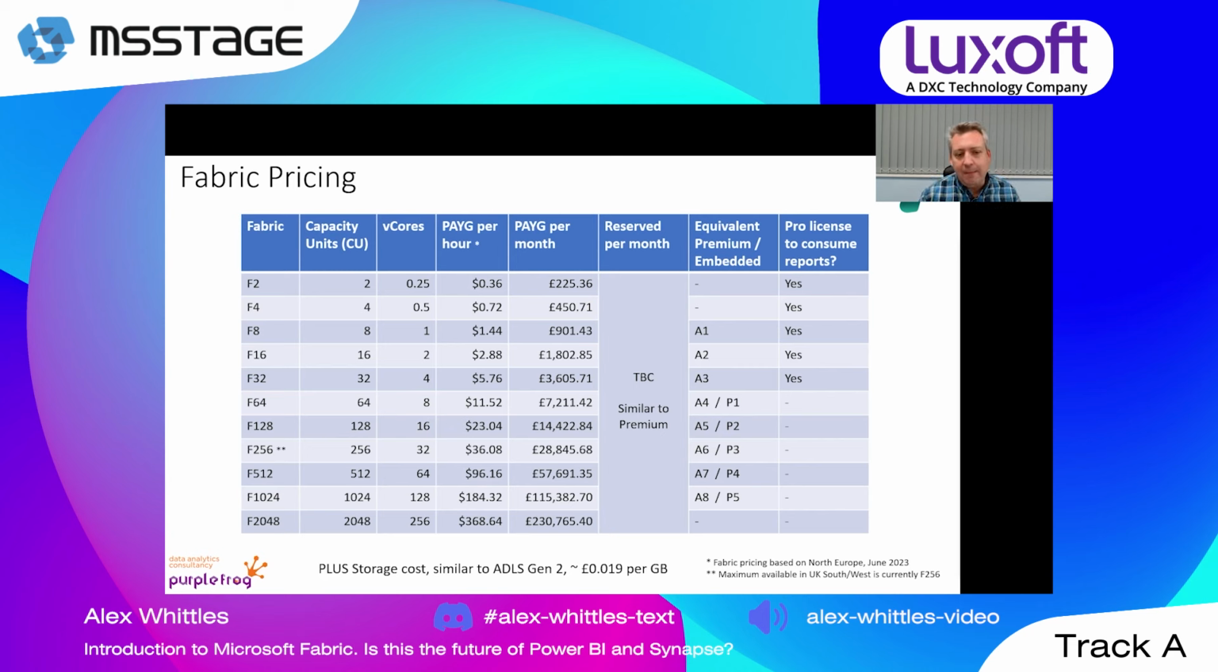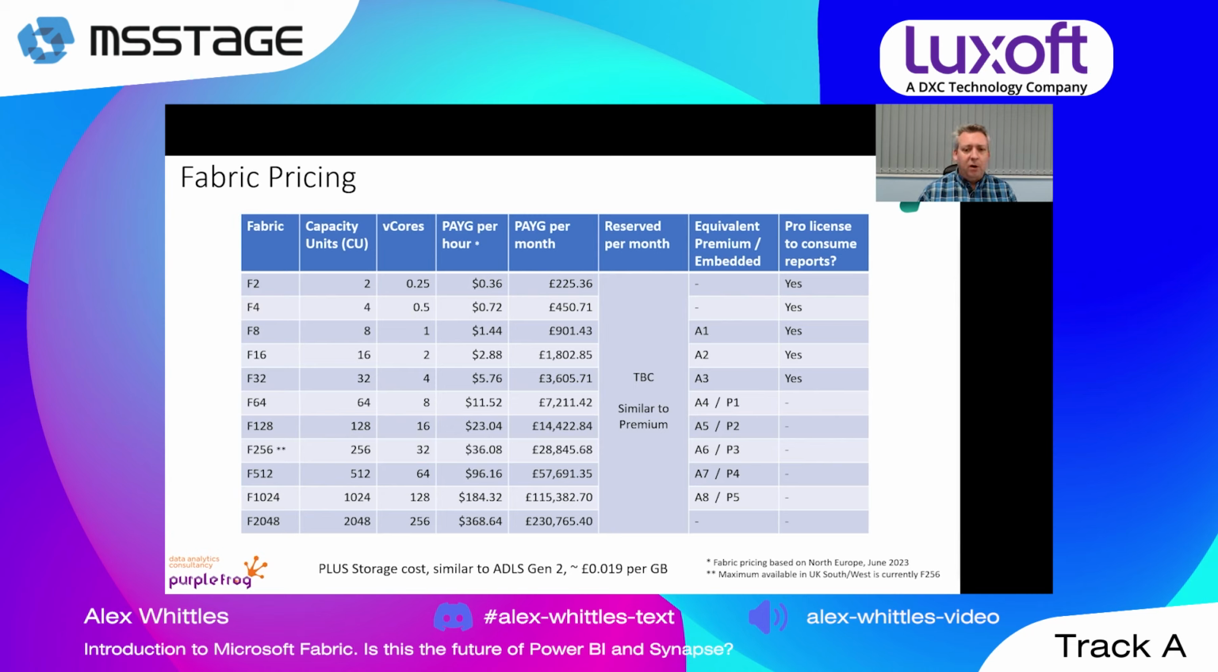It's going to be similar pricing to Azure Data Lake Gen 2 storage, which, as of a few months ago, was in the region of two English pence per gigabyte, so a couple of US cents per gigabyte per month. So it's quite cheap. Obviously, there are various different pricing models of that, and we'll find out more details on the exact pricing when Fabric goes live.